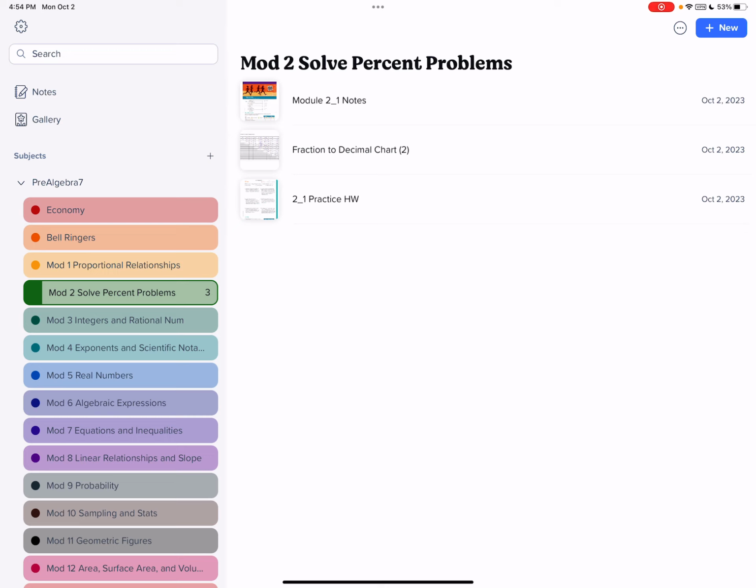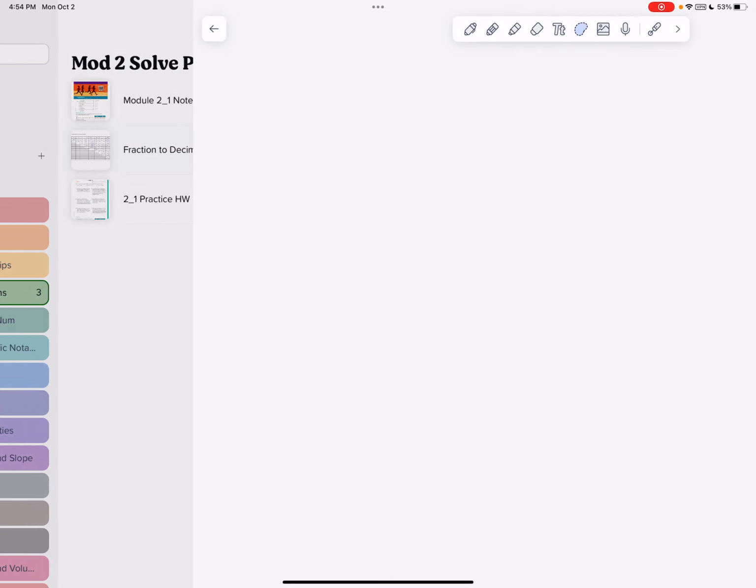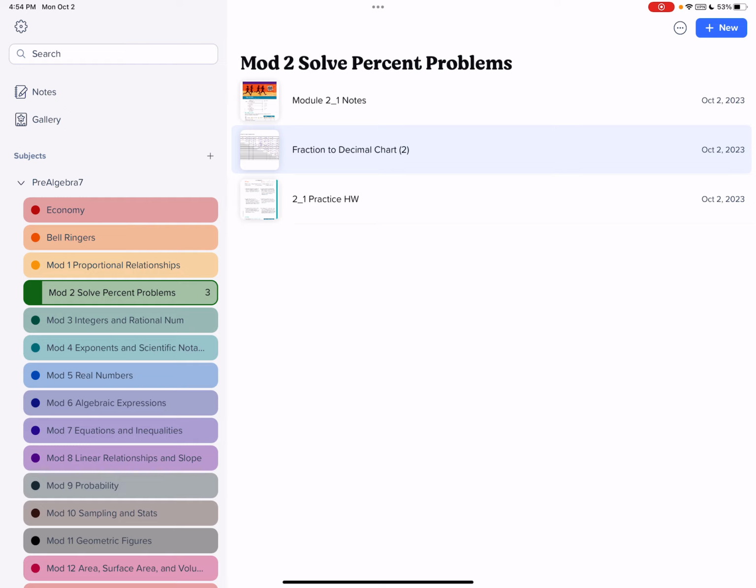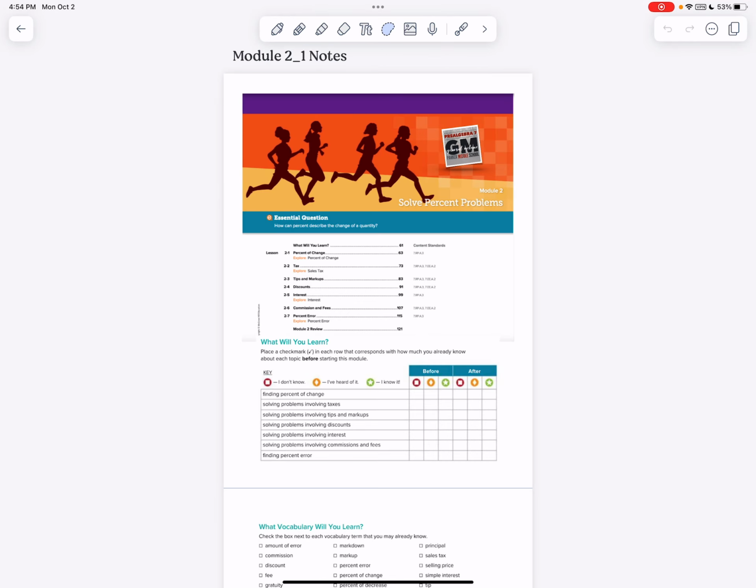Before we get started, I wanted you to see the three things that I have in my Module 2 subject here. I have my Module 2-1 notes. I also have the 2-1 practice homework. But the third one in the middle there is a fraction to decimal chart, and that's in Schoology in your resources folder for our course. So make sure you have that. It's going to have a mix of common and also some uncommon fractions along with their decimals. Okay, and we'll be able to use that a lot throughout this module.